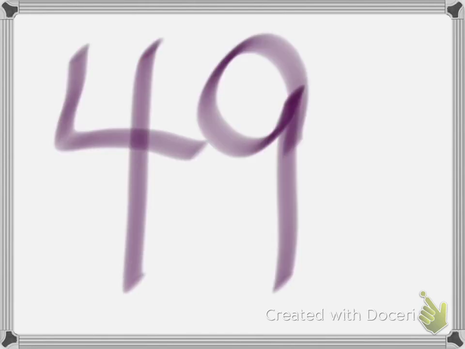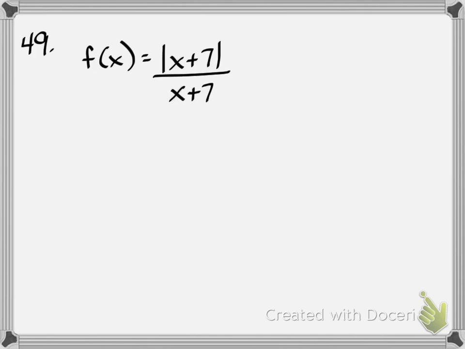The next one you all asked for, looks like I skipped 49. I need to go back and get that. F of x equals the absolute value of x plus 7 over x plus 7. This is actually a piecewise, hiding in plain sight. We know we have a discontinuity at -7.